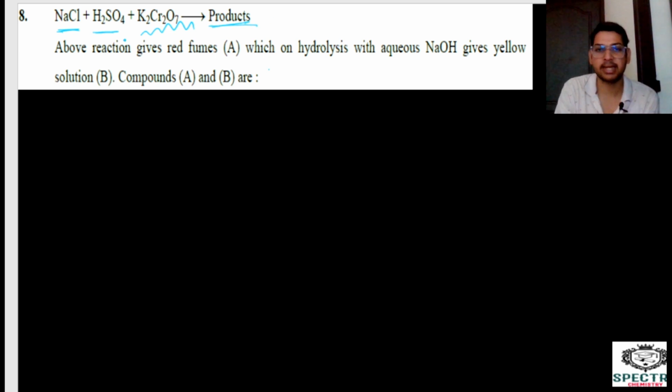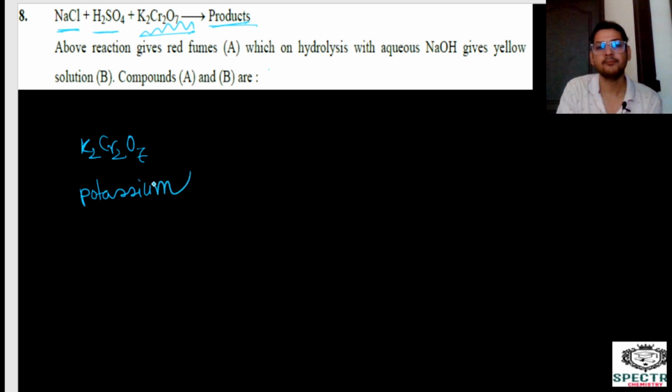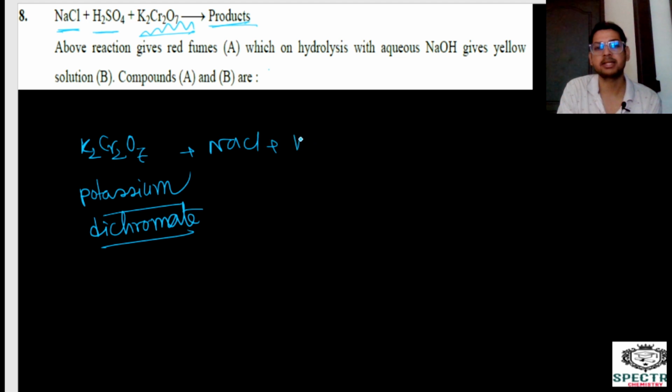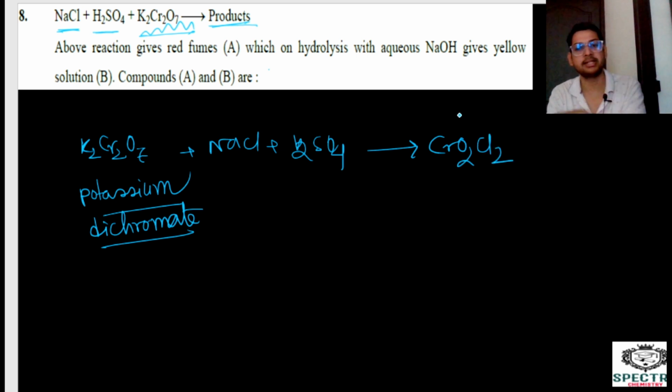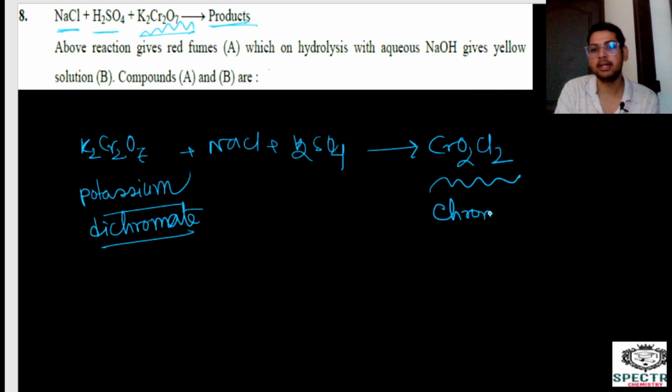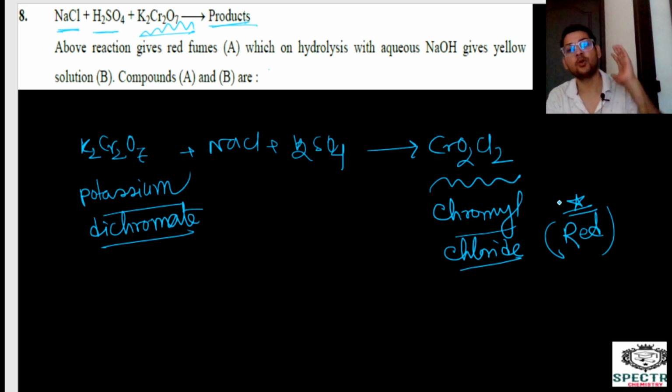Always when the reaction is like this, that potassium dichromate, this K2Cr2O7 is what? K2Cr2O7 is potassium dichromate. Potassium dichromate with NaCl and plus H2SO4, we have done so many times. This gives chromyl chloride. I am not writing the balanced equation. That CrO2Cl2 is chromyl chloride, and this chromyl chloride is red in color. I told you every time that from here you will get a question related to color.